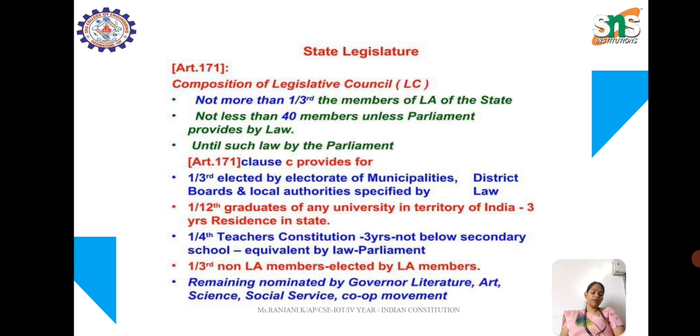Next, let's see the composition of the legislative council, based on Article 171. It should not be more than 1/3 of the members of the legislative assembly of the state, and not less than 40 members, unless parliament provides otherwise by law. 1/3 are elected by the electorate of municipalities, district boards or local authorities specified by law, 1/12 by graduates of any university in the territory of India with 3 years of residence in the state, and 1/12 by teachers of not less than 3 years standing, not below secondary school level, as specified by law. And 1/3 are elected by the legislative assembly members from persons who are not members of the assembly.